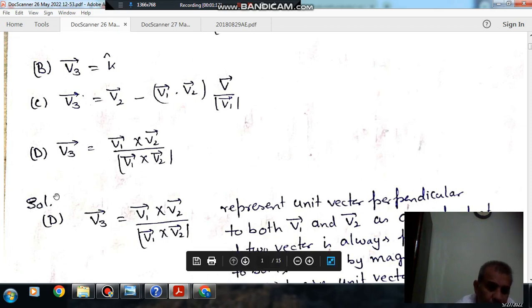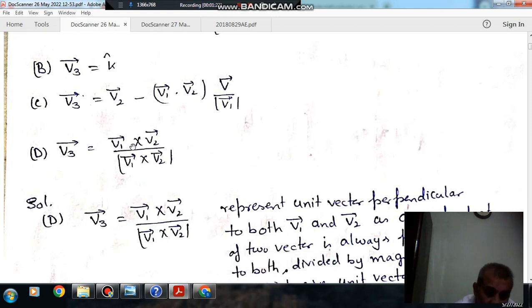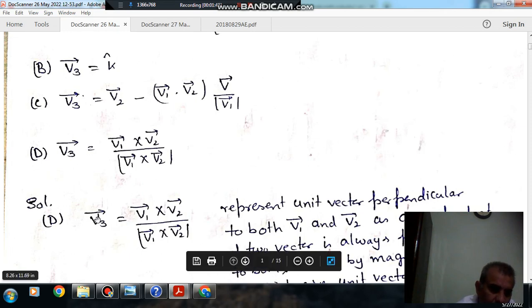So the answer is option D, because v1 cross v2 represents a vector which is in a direction perpendicular to both v1 and v2. And if we divide this vector by the magnitude of v1 cross v2, then it represents the unit vector in a direction perpendicular to v1 and v2. So the answer is option D.